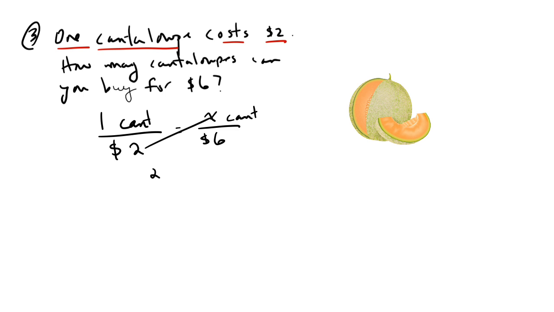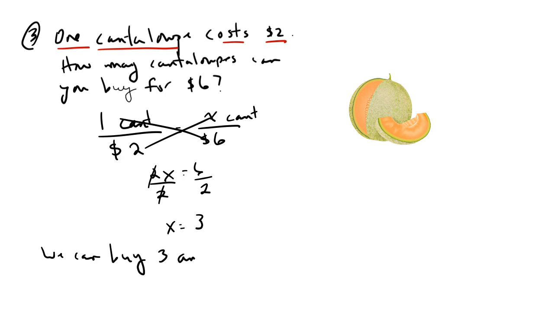Cross multiply. 2 times X is 2X. 1 times 6 is 6. Divide by 2. Divide by 2. The 2's divide out. We get 3. The answer to the question is we can buy 3 cantaloupes.